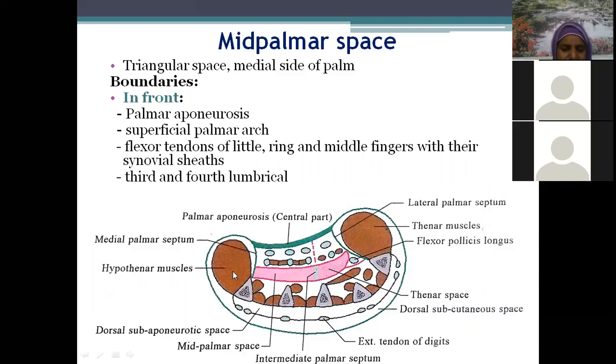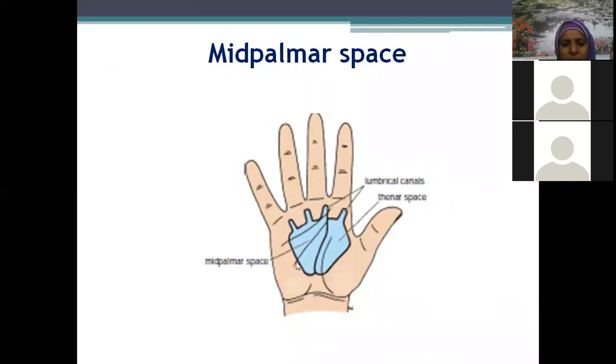When you see the shape of this mid-palmar space in the cadaver, in the dissection hall, it is labeled here, towards the little finger, on the medial side, where I kept the arrow. It is like a triangle, seen on the medial aspect of the palm. The little finger is medial, so this is the medial aspect of the palm.